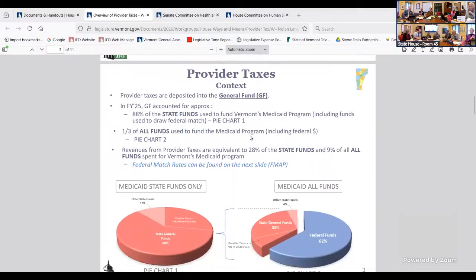Jen and I like to say, I do numbers, she does words. I didn't go to law school.